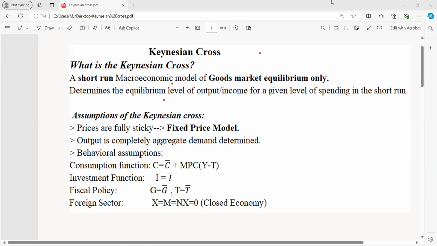The second key assumption is that output is completely aggregate demand determined, which means that whatever your demand is, that's going to be your production. So there's no role of the supply side when we're talking about the Keynesian cross, as this assumes that producers are ready to change quantity to match whatever the demand is to clear the market.